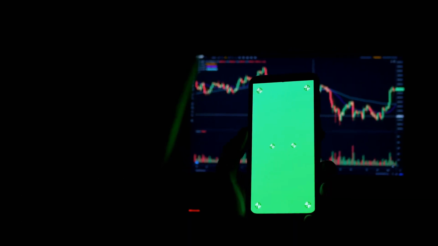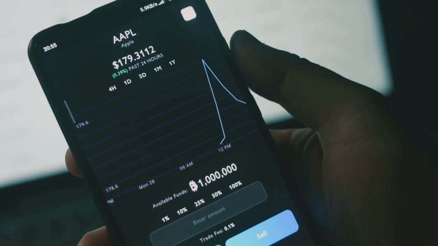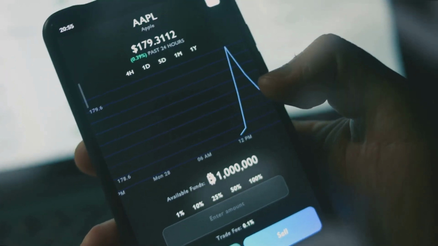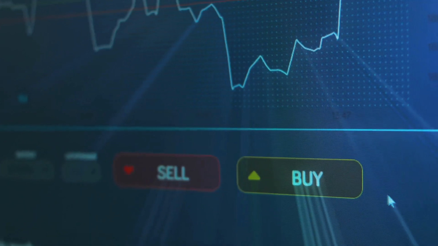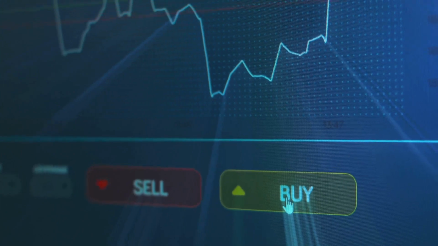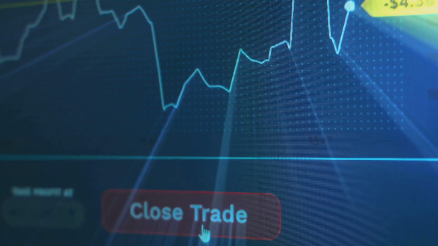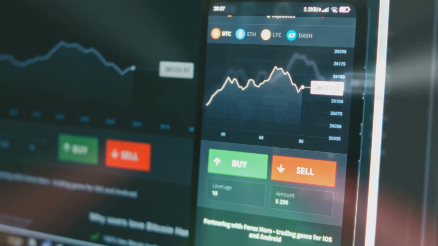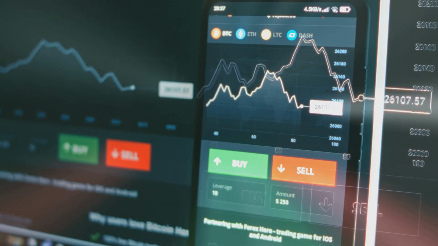Let's illustrate the concept of a stop-loss order with a practical example. Imagine you are a trader who has been following the price movements of Apple stock, AAPL. After conducting your technical analysis, you identify a potential buying opportunity at $150 per share. Now, it's time to implement your risk management strategy by setting a stop-loss order.